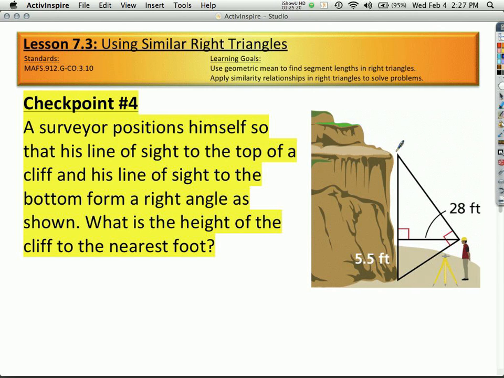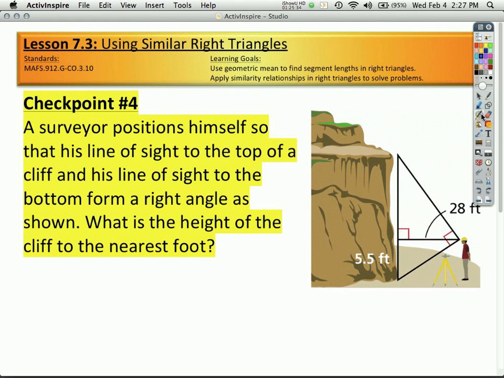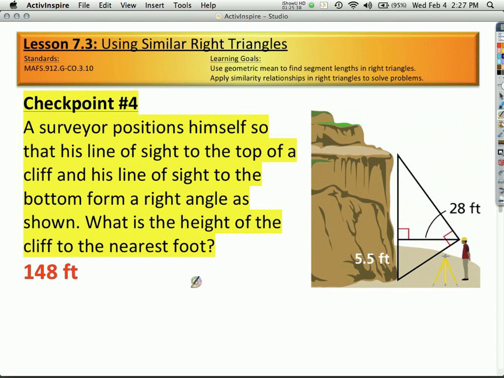Okay? So we were going to spend more time. In the interest of time, I just kind of showed it to you. And again, you're going to have to do some work on your own to try and figure it out. Okay? The answer is 148.04545. This one? 148 point what? Approximately 148 feet. Nice. Yes.